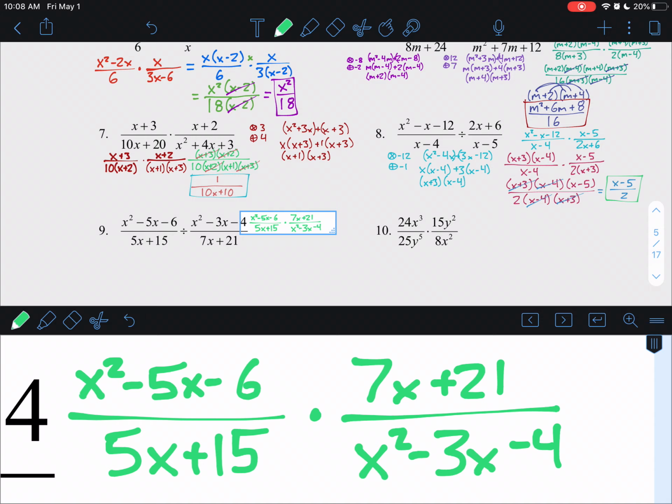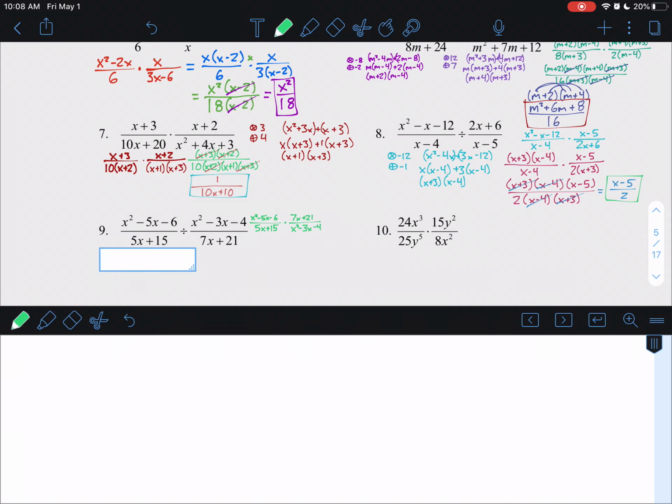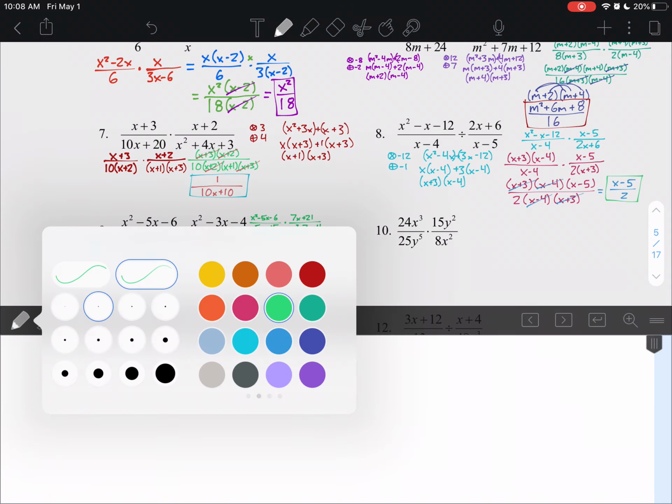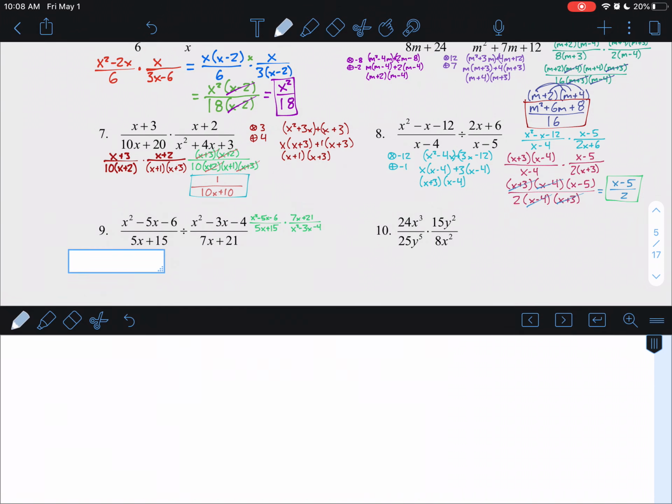All right, now both numerators and both denominators can be factored in this problem. So we got to do it. First thing I'll do, x squared minus 5x minus 6. I'm looking for two numbers that are going to multiply to be negative 6, and they're going to add to be negative 5. It's not going to be 2 and 3. It's not going to be negative 2, negative 3, because negative 2 times negative 3, even though that does add to be negative 5, it multiplies to be positive 6. So it's actually going to be negative 6 and 1, because negative 6 times 1 is negative 6, negative 6 plus 1 is negative 5.